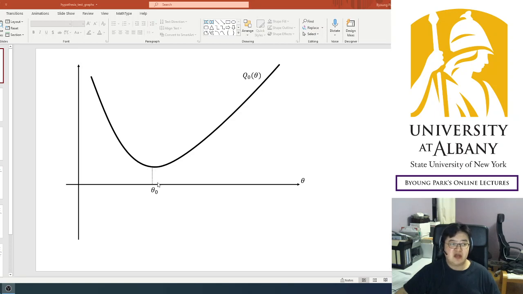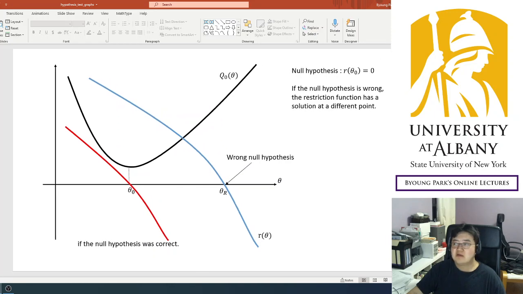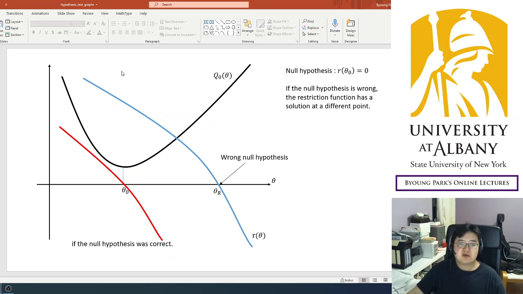We would like to estimate this, and we would like to see if this theta 0 satisfies a certain restriction or not. Let's think about this. Suppose that we can think about the null hypothesis as another function of theta. Can you see right now? You can see that. So the null hypothesis is given by a restriction r, r of theta 0 equals 0. So it's represented by a function.